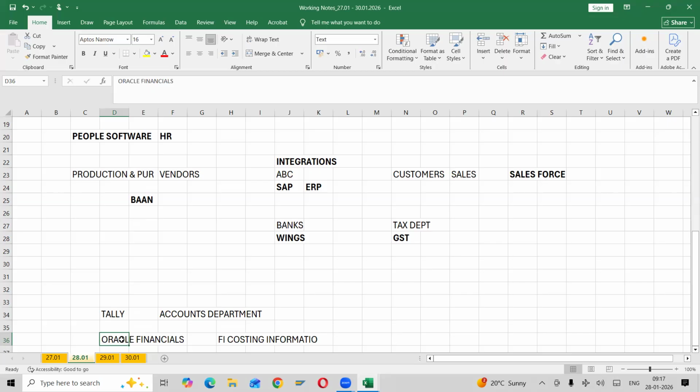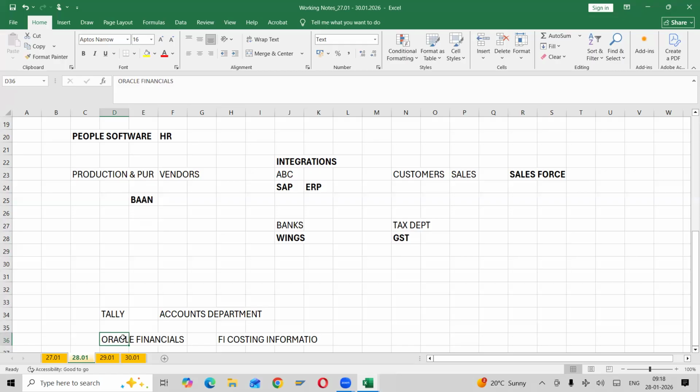If I'm using Oracle Financials in my organization and I want HR reports, I need to use another software. For production, I need to use another software. For sales, I need to use another software. Because Oracle Financials is restricted only to finance.